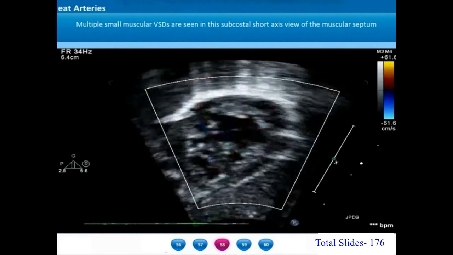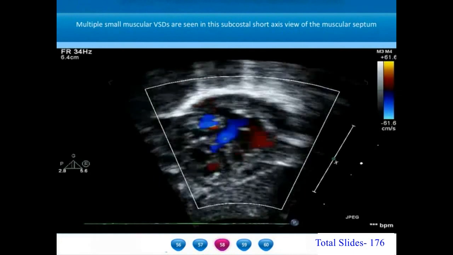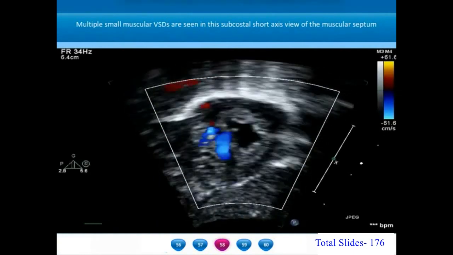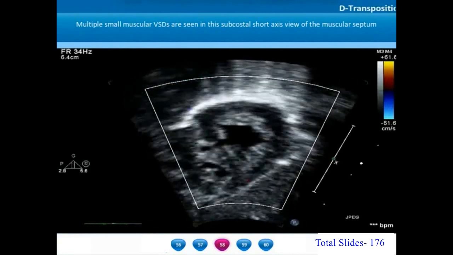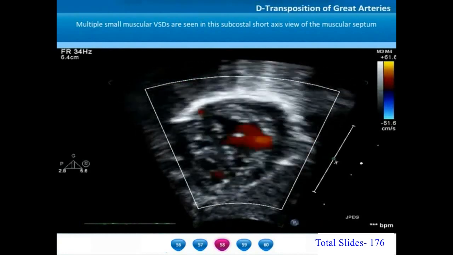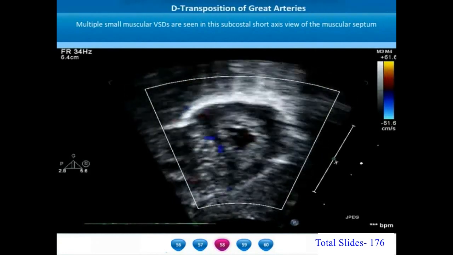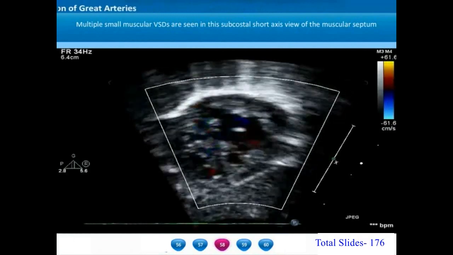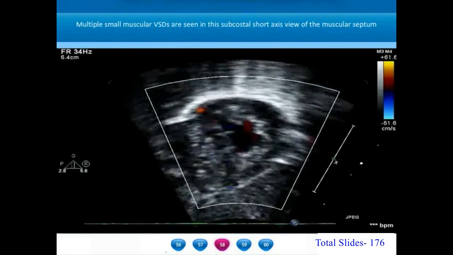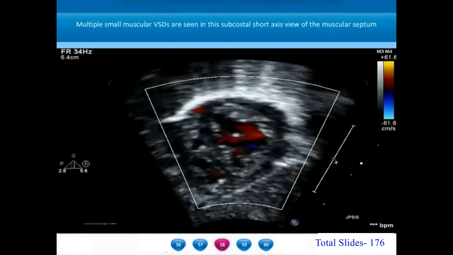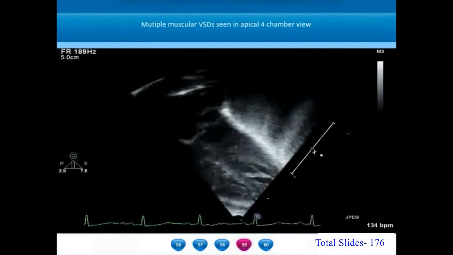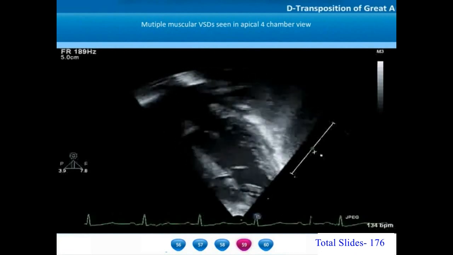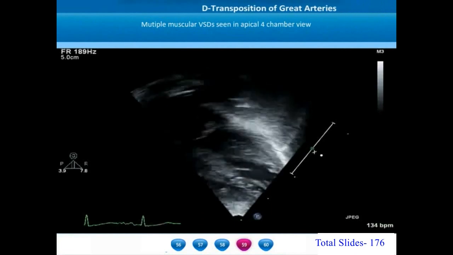Sometimes the muscular ventricular septal defects in transposition of great arteries can be multiple, small and located in the apical portions of the interventricular septum. In the subxiphoid short axis view, we can notice multiple small color jets with blue color shunting from right ventricle to left ventricle. In this apical four-chamber view, we can notice the multiple small ventricular septal defects in the apical portion of the interventricular septum.